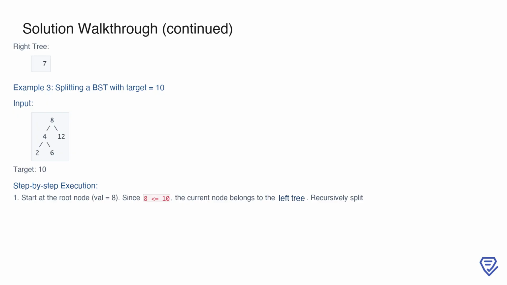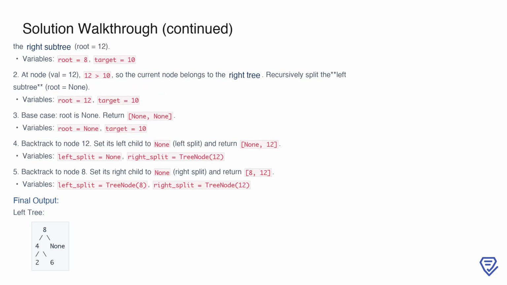Now, we will move on to a third example with a higher target value. In the third example, the BST has a root value of 8, and the target value is 10. Starting at the root node, we observe that 8 is less than or equal to 10, so it belongs to the left tree.